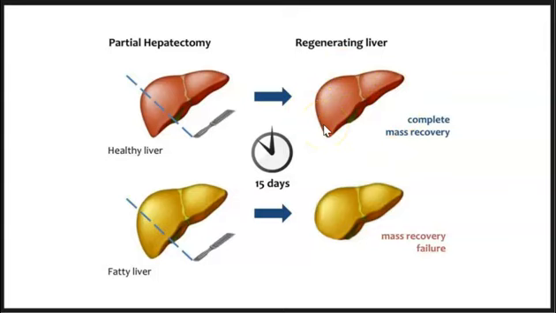You don't see that in livers that have fatty liver disease. Fatty liver disease can happen because of two main reasons. One can be alcohol related. So if somebody consumes too much alcohol, they can get fatty liver disease. And you can see it's a fatty liver. If you do a resection, you have mass recovery failure. It doesn't become as full size again. So it could be because of drinking too much alcohol.